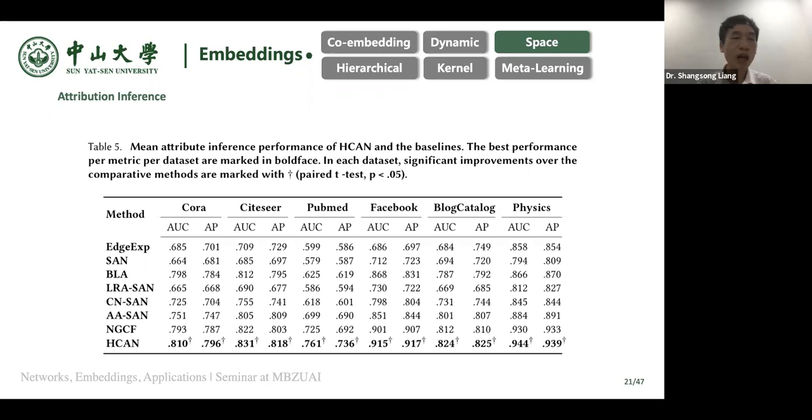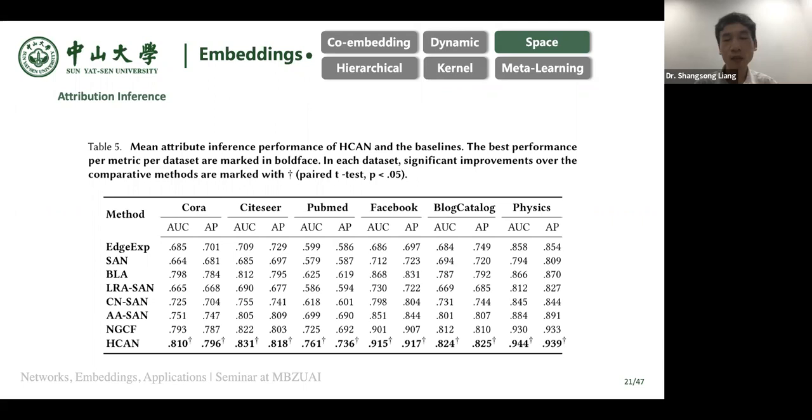We also have attribute inference, where we remove some attributes of the nodes and try to predict them. And we made the comparison to the baselines. As you can see, in terms of attribute inference, we get the best performance. That means modeling the data into the hyperspherical space performs the best.